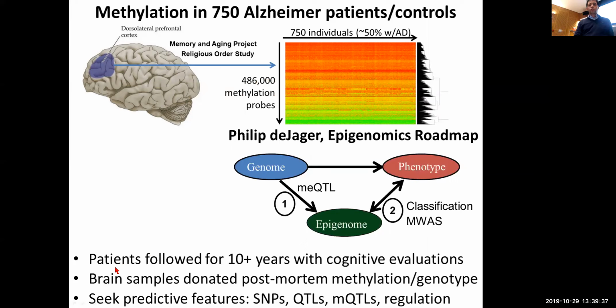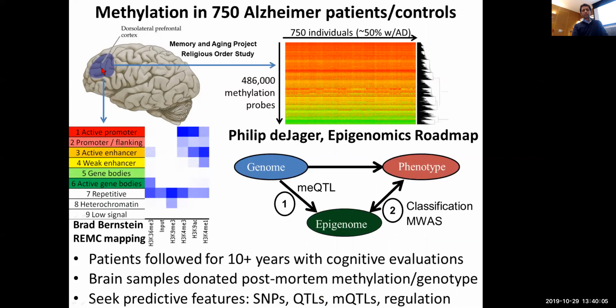So this is a longitudinal study. This is not a case-control study. These patients were enrolled, and eventually, as they aged, they donated their brain to science after they passed. And these were profiled using all kinds of additional techniques. So the goal is, what are the predictive features of disease among genetic variation, these intermediate molecular phenotypes, and so on and so forth.